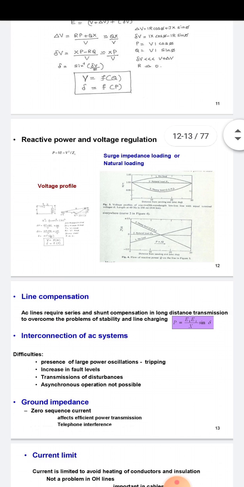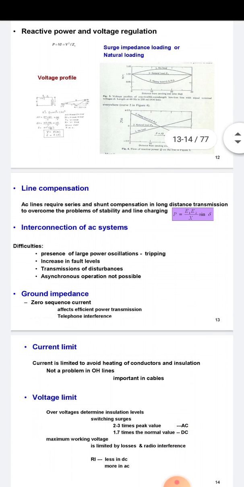Then the third one is line compensation. The reason for line compensation was mentioned earlier. An AC line requires shunt and series compensation in long distance transmission, mainly to overcome the problem of line charging and stability limitations. Series capacitors and shunt inductors are used for this purpose. The increase in power transfer and voltage control is also possible through the use of a static VAR system, that means SVS.